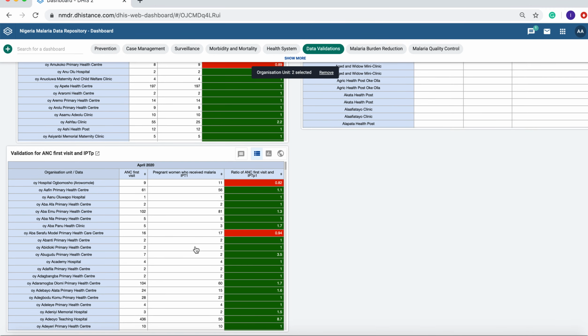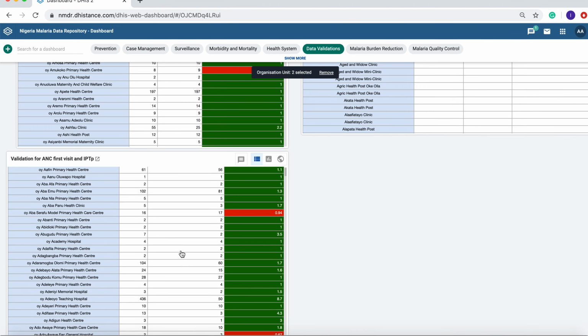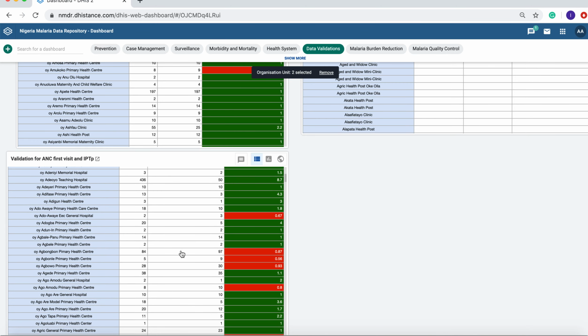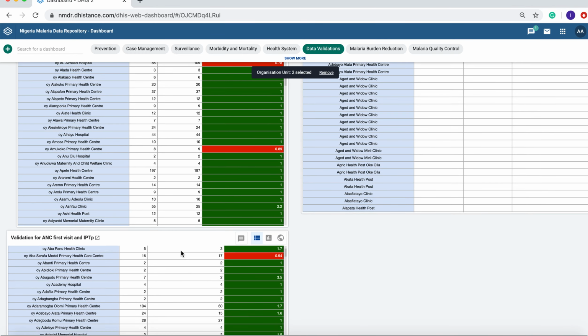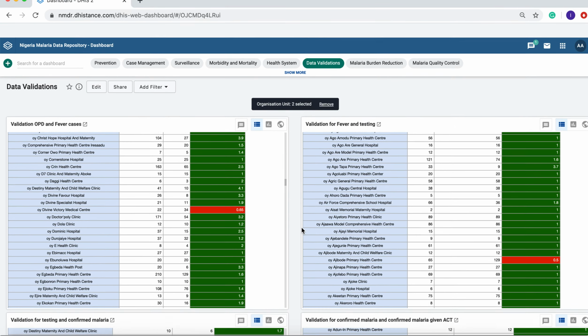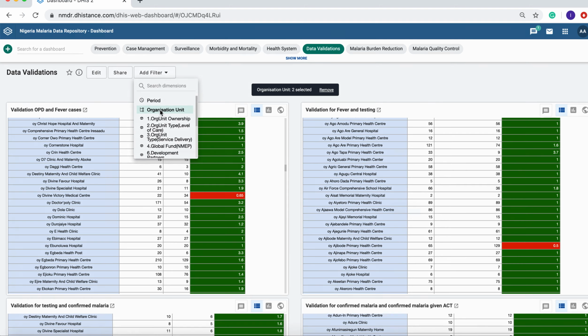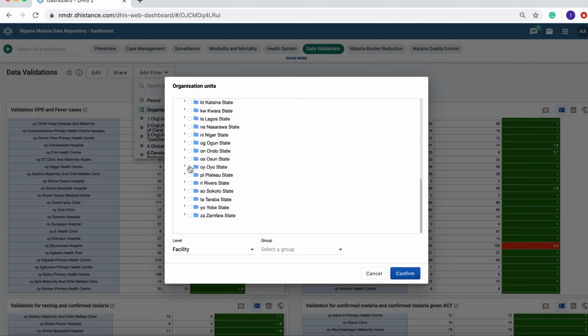Then we also looked at health facilities that have more IPTP uptake than ANC visits. So you can see this is IPTP 1. We deliberately leave IPTP 1 rather than IPTP 2, so that it's the ANC first visit that we're tracking. This is Oyo State. You can also select other states to understand what is happening and then do a follow-up.